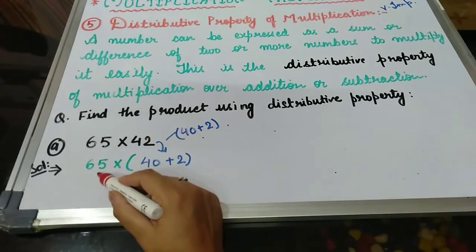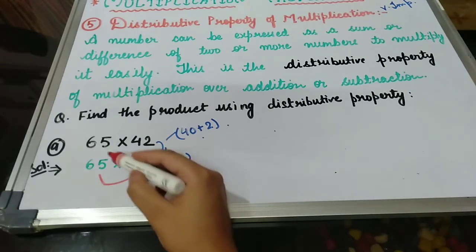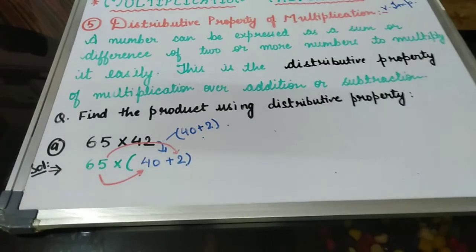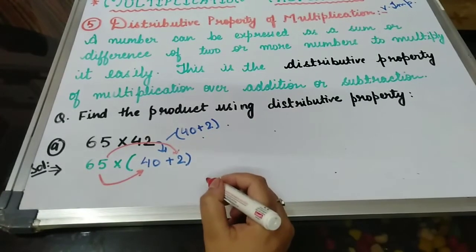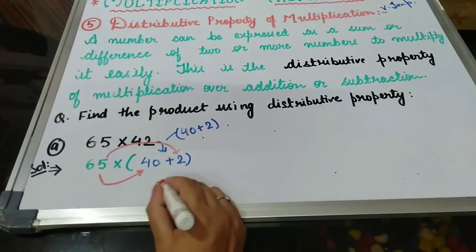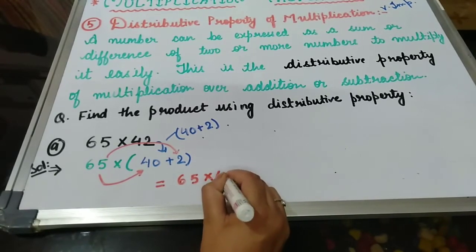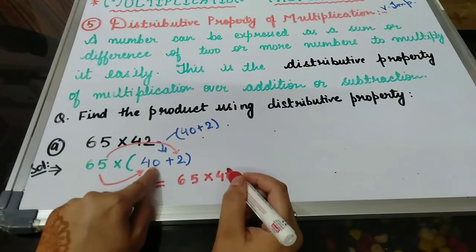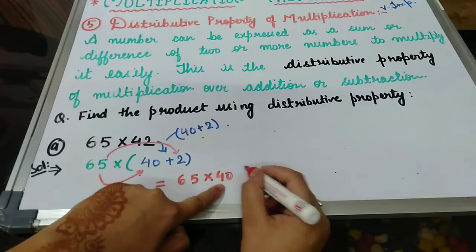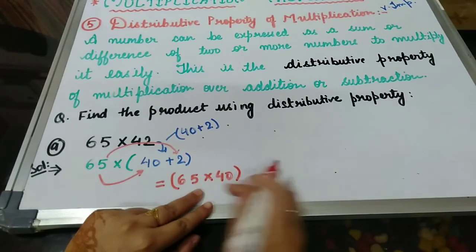Okay, now what you are going to do, now this is the number. First you will multiply this number with 40, then after that you will put the plus sign and multiply this number by 2. So for multiplying this number by 40, first you will write the second step, that is 65 into 40. Because the first number is this, you have to write it in a bracket. We will multiply 65 by 40 first. Now put the bracket, because you have to multiply these two numbers.